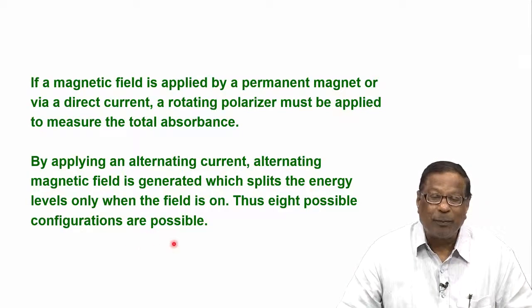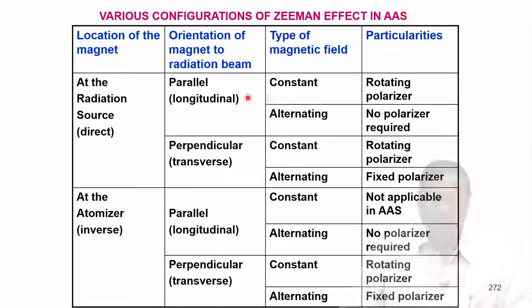Thus, 8 combinations are possible. What are those 8 combinations? I have made a small table here: location of the magnet, orientation of the magnet, parallel or perpendicular, type of the magnetic field, and particularities. So, at the radiation source, the hollow cathode lamp, I can apply the magnetic field parallel or perpendicular. Then the type of magnet can be constant or alternating, that is without AC or with AC. Constant means direct current, the other is with AC. If it is constant, I need a rotating polarizer. If I use an alternating magnetic field using AC current, I do not need a polarizer.